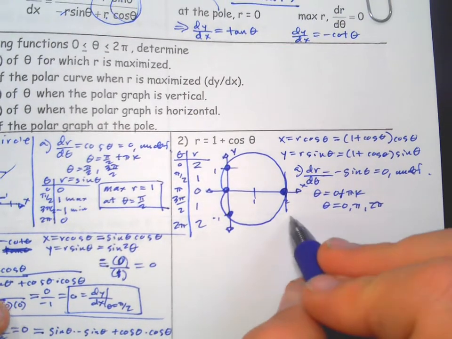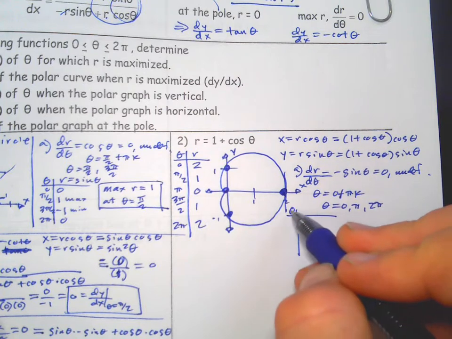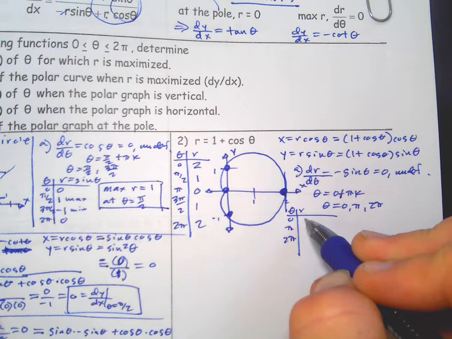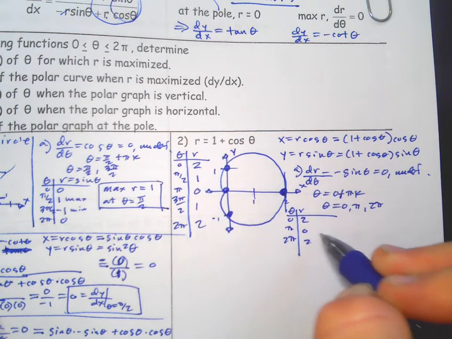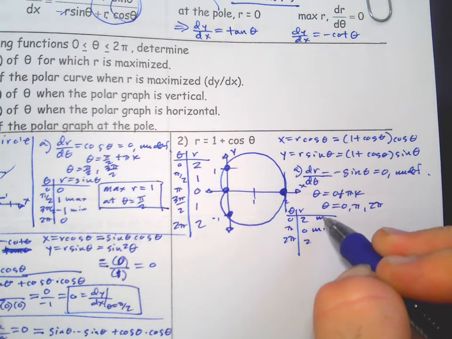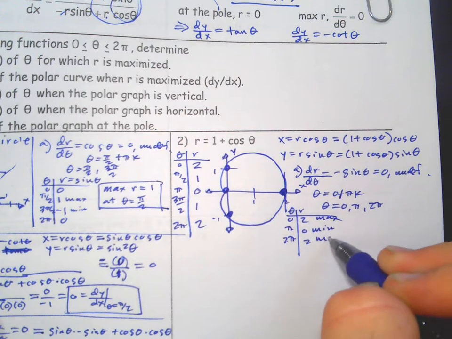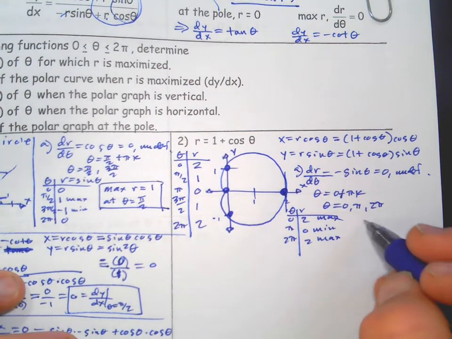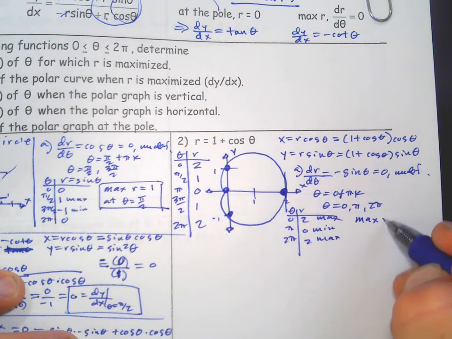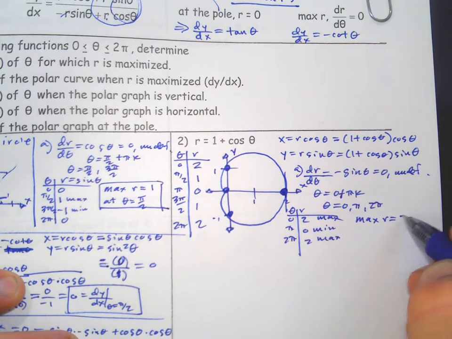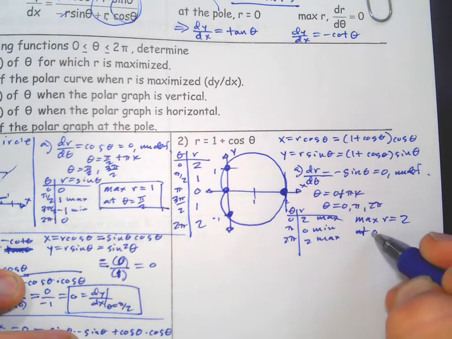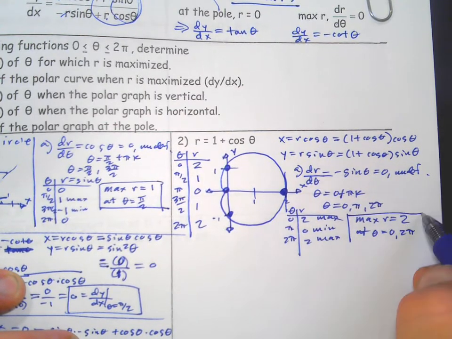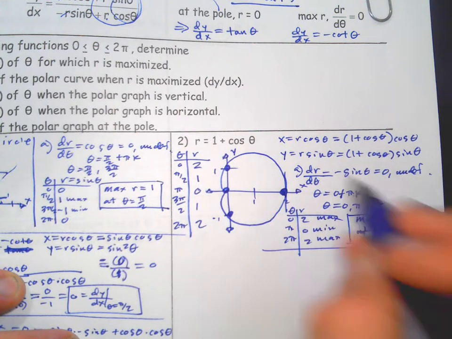Now, if we did a quick little table, which we actually have all these values in here already, here's the min value. So this is the way you find the mins and the maxes. Min, of course, is at the pole, mostly in a lot of these graphs. So the max r equals 2 at theta equals 0 and 2 pi. All right, so that's A.